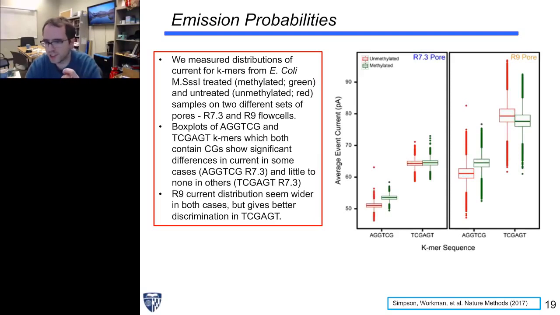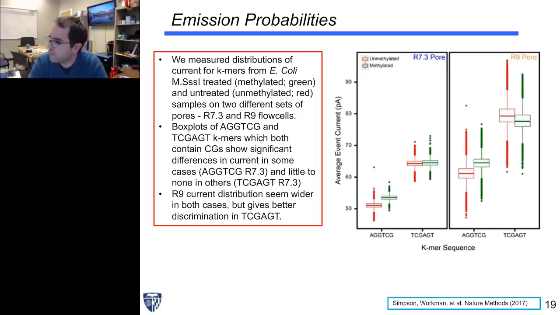What I want you to note is that the unmethylated data current distributions are shown in red, and the methylated current distributions are shown in green. And what you can see is that for some K-mers, we see a pretty significant difference in current. For example, here we see a big increase in the amount of current for methylated versus unmethylated K-mers, where this is statistically significant. You'd probably be able to pick this up pretty easily. In contrast, for this K-mer, the current difference is really small.